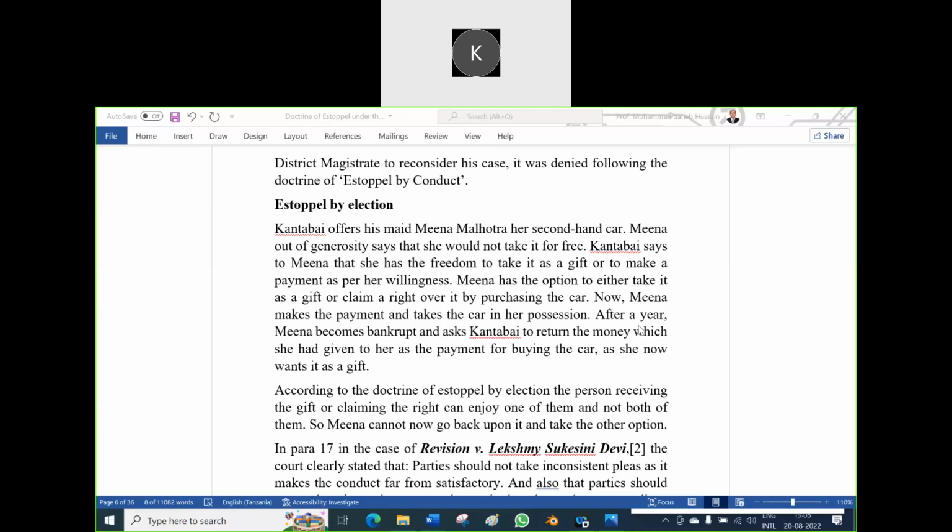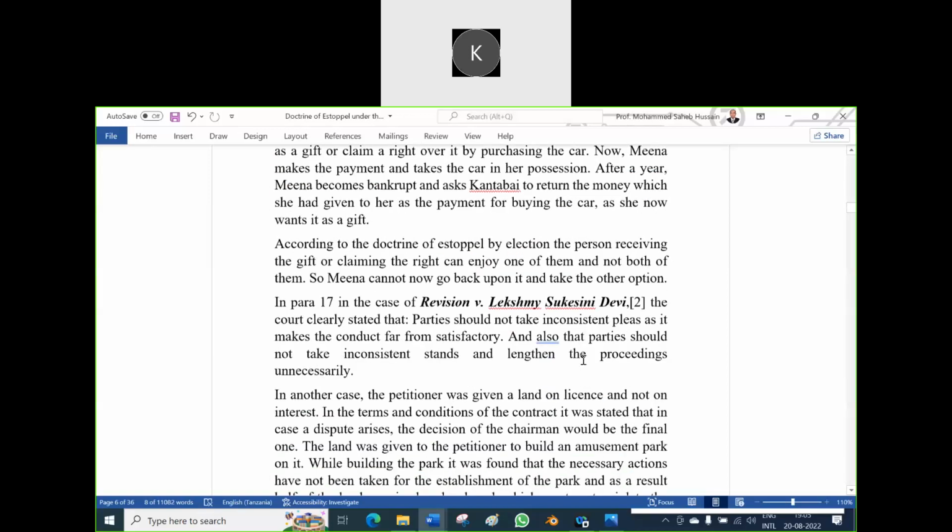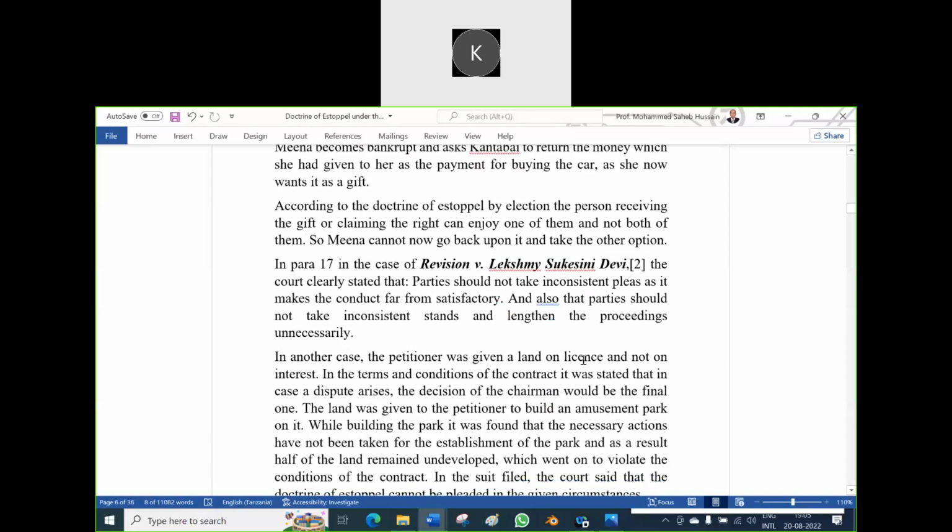Now Meena makes the payment and takes the car in her possession. After a year, Meena becomes bankrupt and asks Kantabai to return the money which she had given to her as the payment for buying the car, as she now wants it as a gift. So according to the doctrine of estoppel by election, the person receiving the gift or claiming the right can enjoy one of them and not both of them. So Meena cannot now go back upon it and take the other option. So this is the example for estoppel by election.